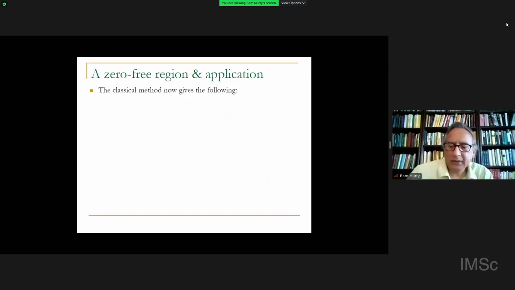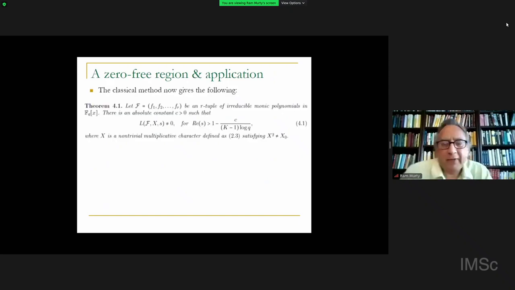and then you get a zero-free region of the following shape: the L-function has no zeros to the right of 1 minus C over (K minus 1) log q, where K is the sum of the degrees of all the f_i's, and q, of course, is as before. C is an absolute constant. So you get this kind of zero-free region.